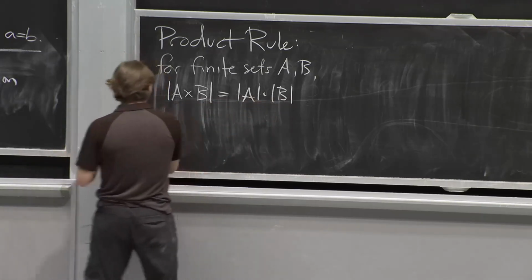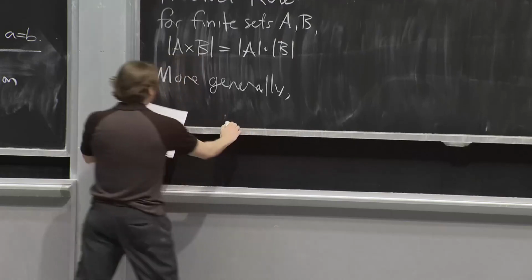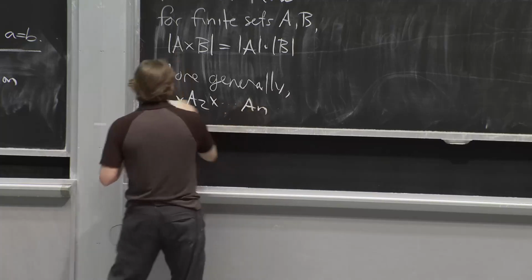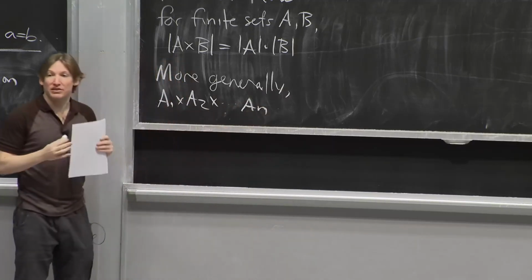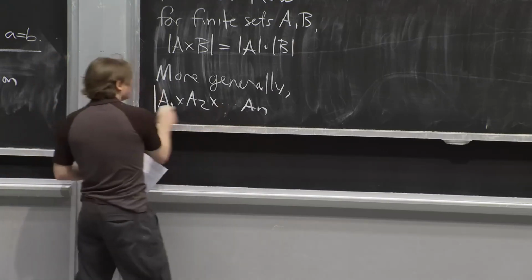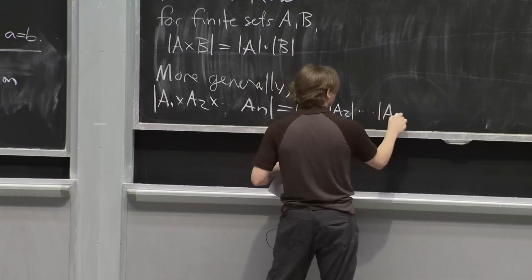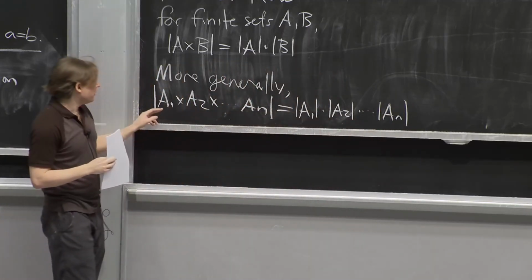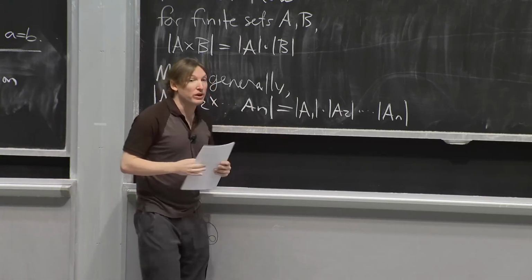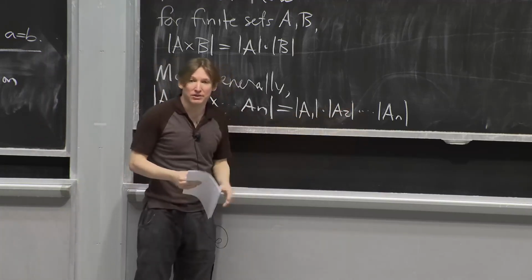And this generalizes as well. If we have n different sets, and we're looking at ordered sequences where the first element comes from A1, the second element comes from A2, the third element from A3, and all the way down, the number of such sequences is just the size of A1 times the size of A2 all the way to the size of An. So if we have to choose an element of A1 and then choose an element of A2 and then choose an element of A3 and all the way down, the number of ways we can make that choice in its entirety is size of A1 times size of A2 times size of A3 all the way down.